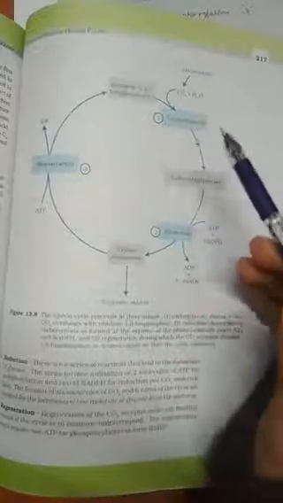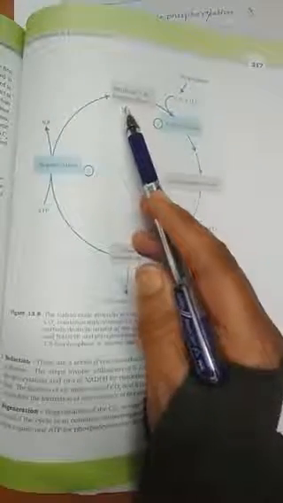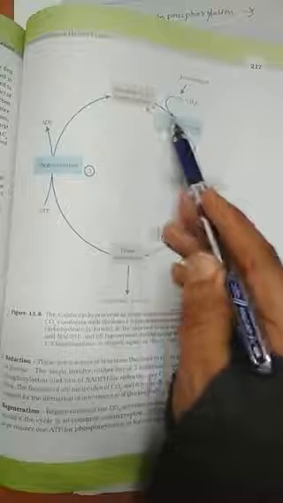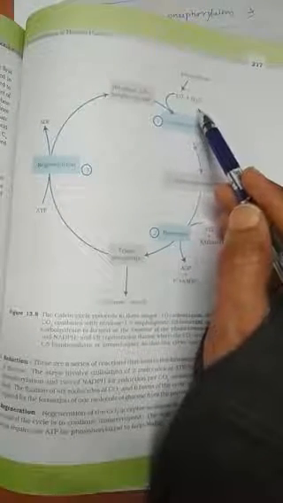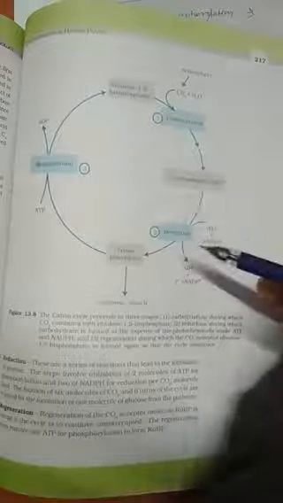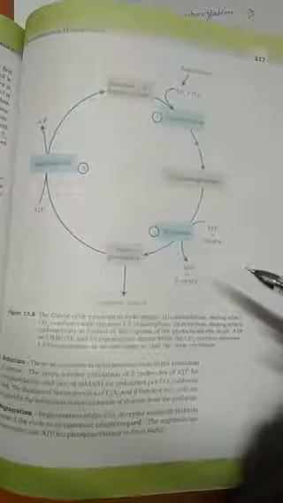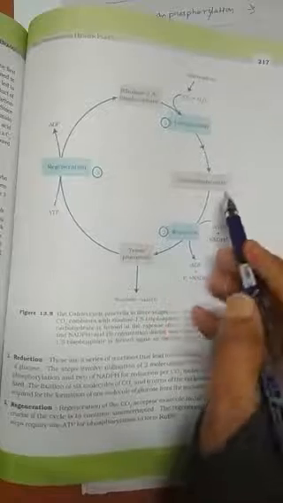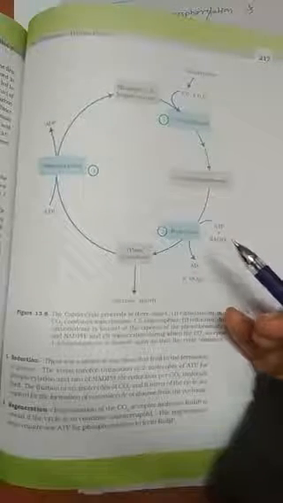Now what is carboxylation? CO2 combines with ribulose 1,5 bisphosphate, and the atmospheric CO2 plus H2O combine, which is called carboxylation. By the carboxylation, 3-phosphoglycerate is formed, and after that comes the second step.